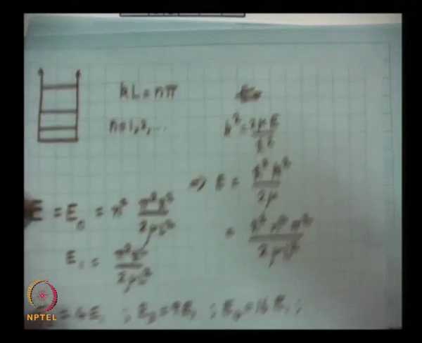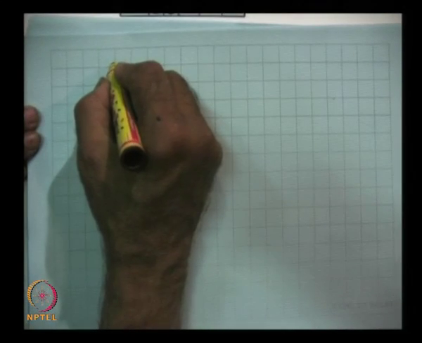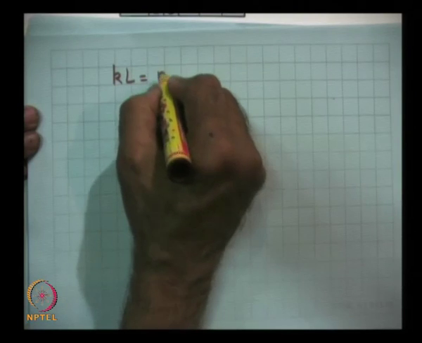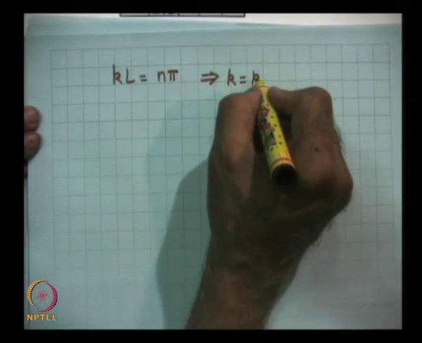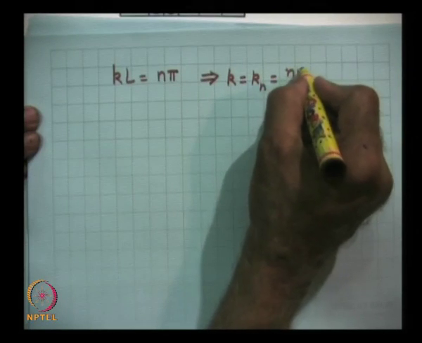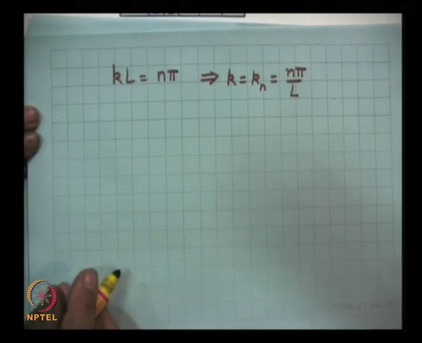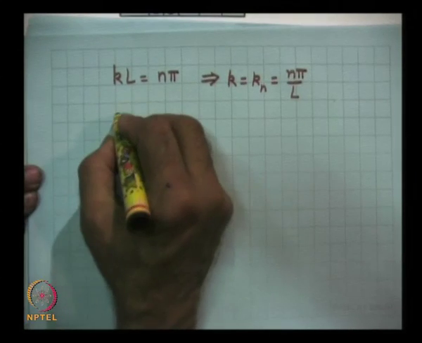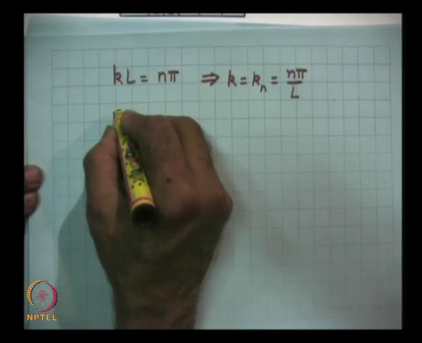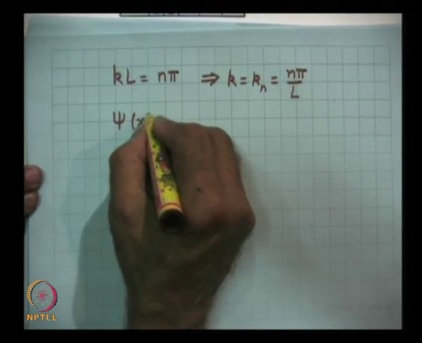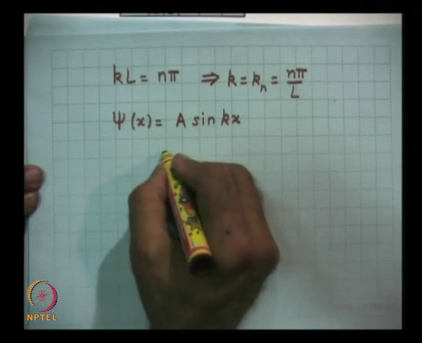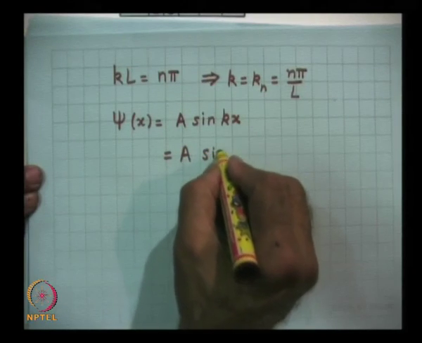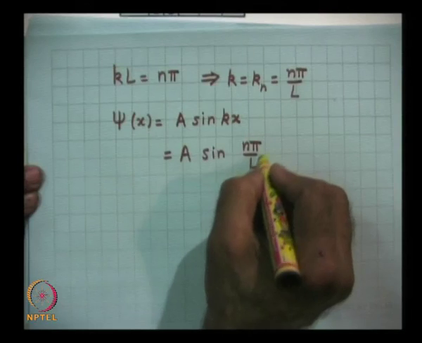And we had shown that k L must be equal to n pi, where n is 1, 2, 3. So, therefore, this tells us that k also has to take discrete values, equal to n pi by L. So, these are the discrete values that k can take. The wave function psi of x, we had shown, was equal to a sin k x. So, this will be equal to a sin of n pi by L into x.